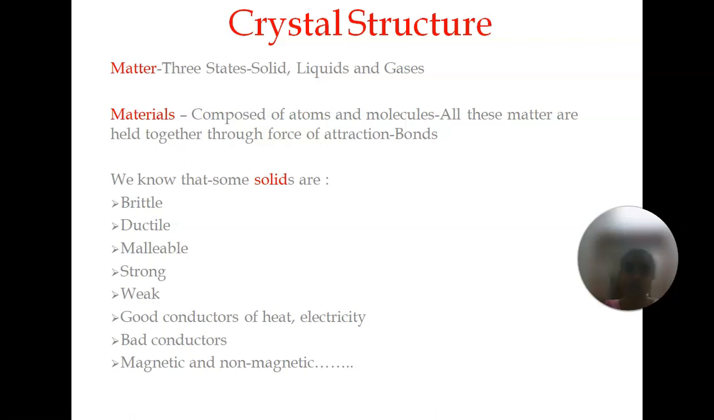Generally, these solid materials have properties like brittle, ductile. Brittle means it will be breakable, and ductile is also a type of breakable, but a different category. Malleable, strong, weak. Sometimes it behaves as a bad conductor, sometimes as a good conductor. And some materials have a magnetic property, and some materials have non-magnetic properties.